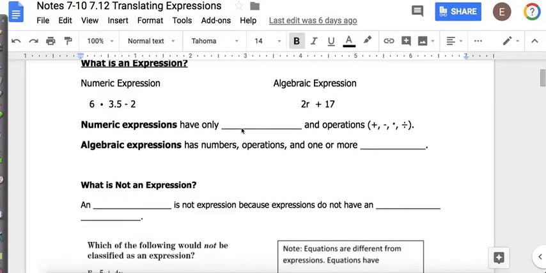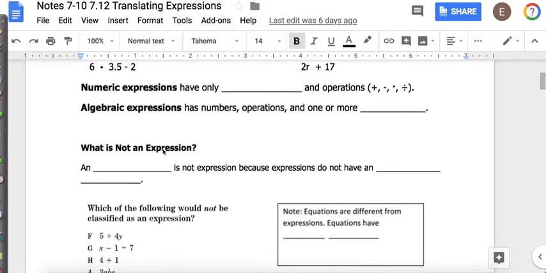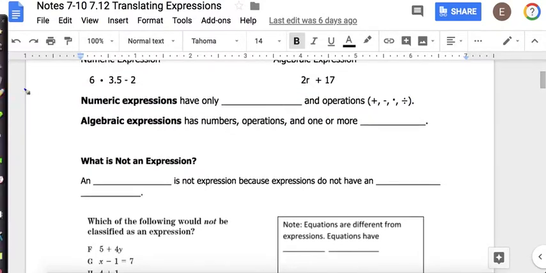So what is an expression? We have a numeric expression, and notice it only has numbers and operations. So numeric expressions have only numbers and operations, addition, subtraction, multiplication, or division. Now, algebraic expressions, if you look at this example, has numbers, operations, and one or more variables. Now, the example that I showed there, 2r plus 17, only has one variable, but it could have more than one as well.